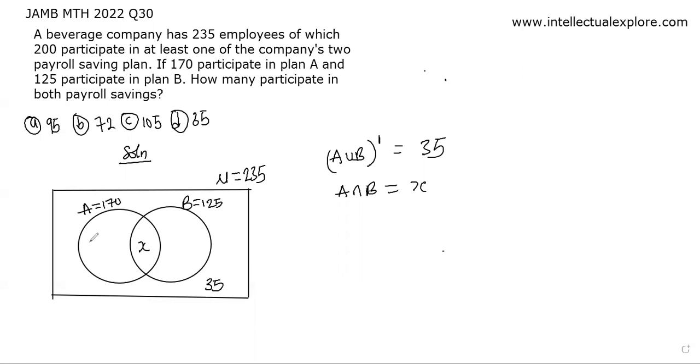So for those who participate in only plan A, that will be 170 minus X. Okay. And here will be 125 minus X. So that's basically, we've drawn our Venn diagram. So it's now time for us to find our X, which is those who participate in both payroll plans.